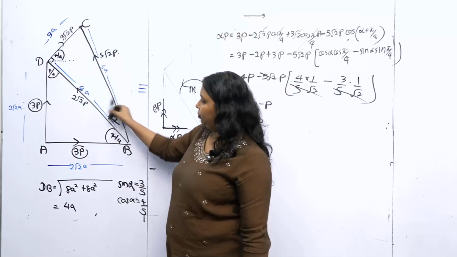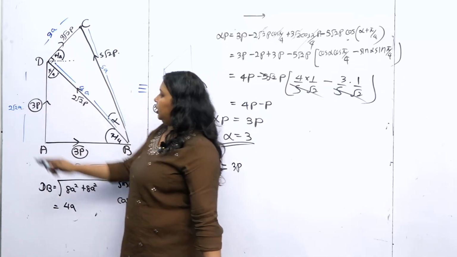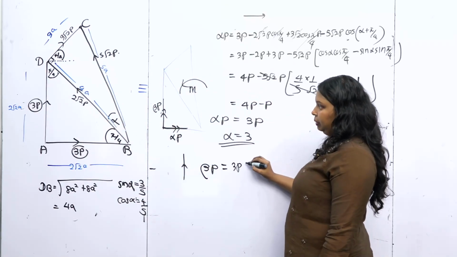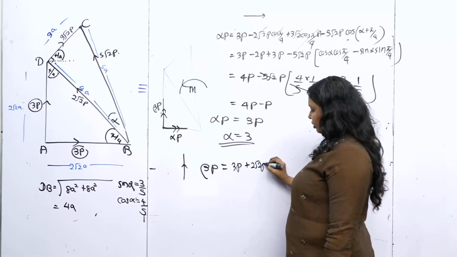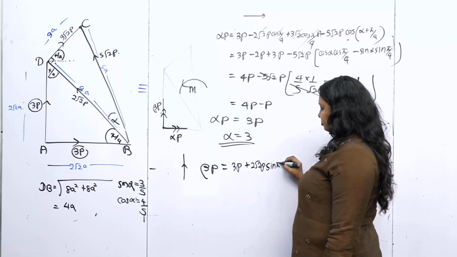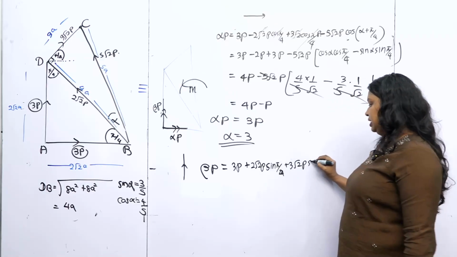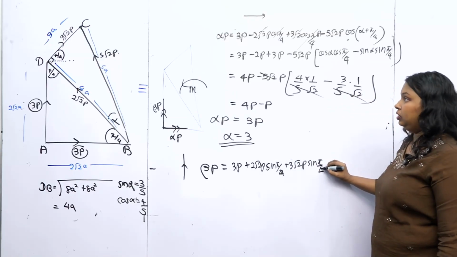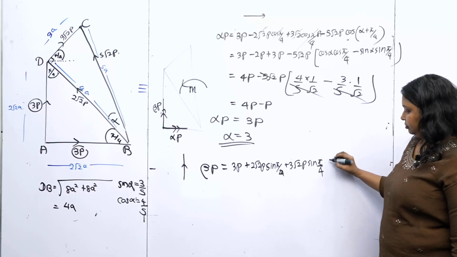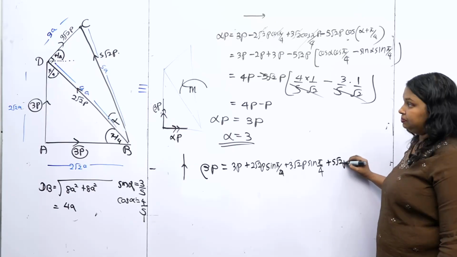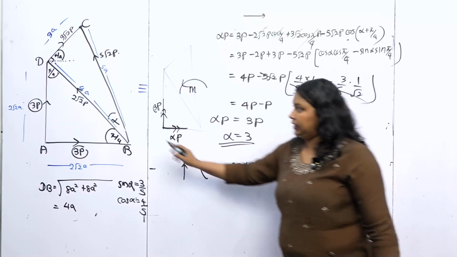ඔක්කොම plus එන්නේ පුතේ මේ ඔක්කොම උඩටනේ. Resolve components ටික එන්නේ. So we can write it as 3p plus 2√2p cos sin 5/4 plus 3√2p sin 5/4. Clear? And plus 5√2p sin, what is this angle?